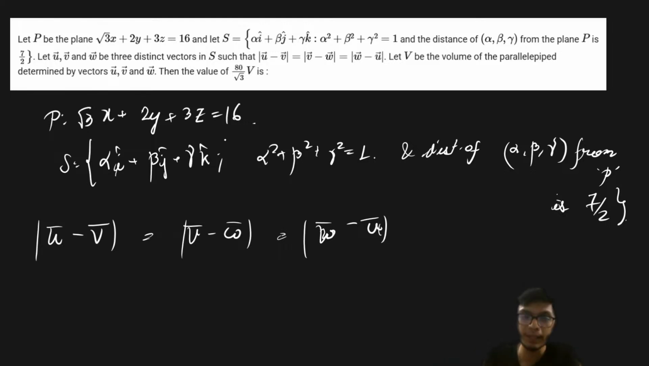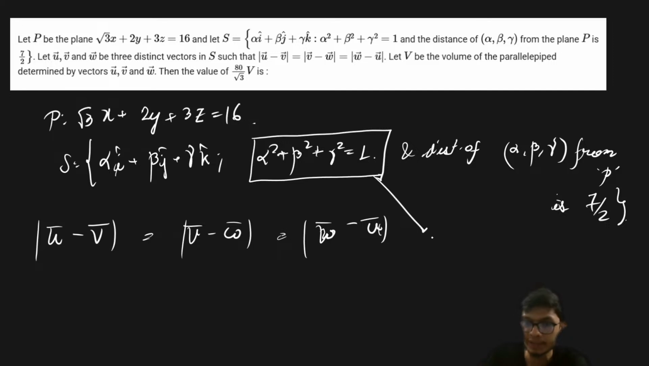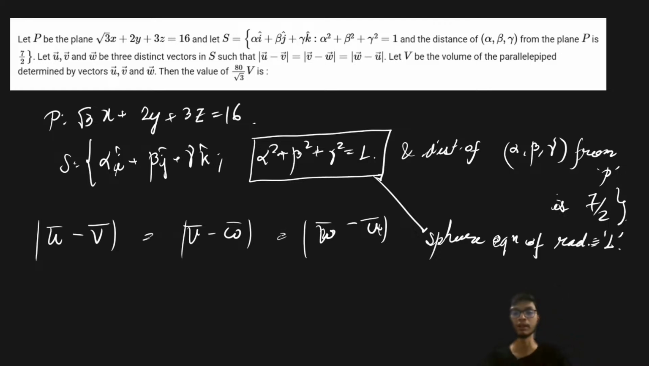If you look at this particular equation over here, alpha square plus beta square plus gamma square is equal to 1, it is nothing but the equation of a sphere of radius 1. So it is a sphere equation of radius 1 unit, right?